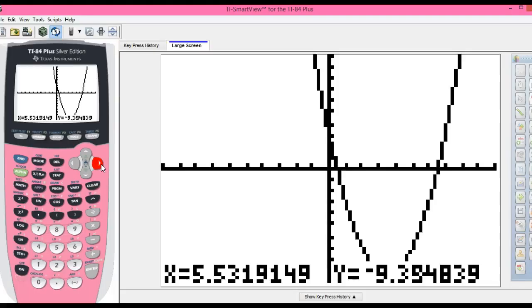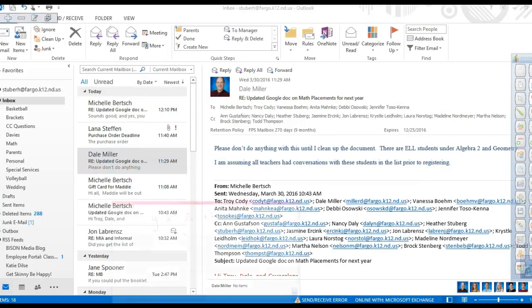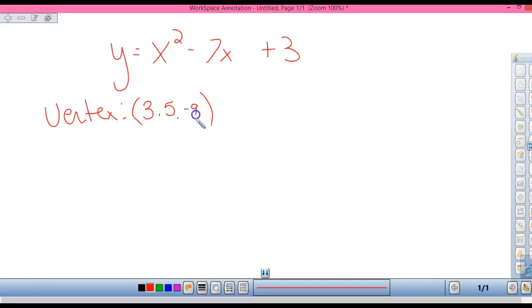What? Negative 9.39? Well, right, but I just moved it over. I just moved it this way. I didn't move it up or down. So it didn't change at all this way, but it changes this way. That's my x. So it's okay that my x changed. I just moved my cursor over. I didn't move it up or down. So my y is negative 9.34. Jackie?